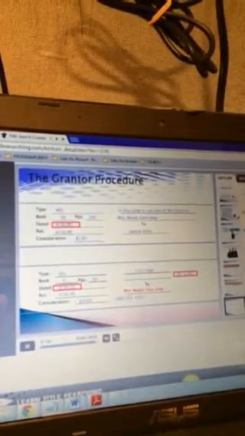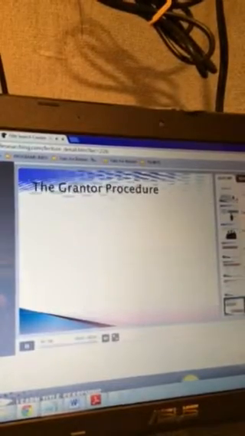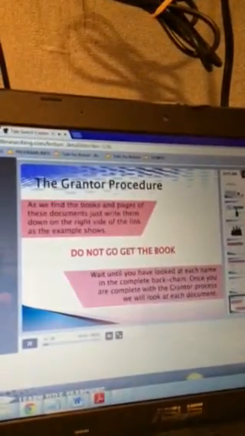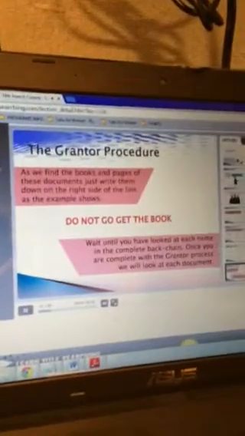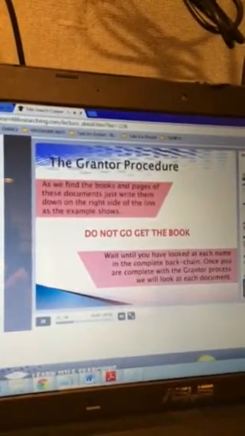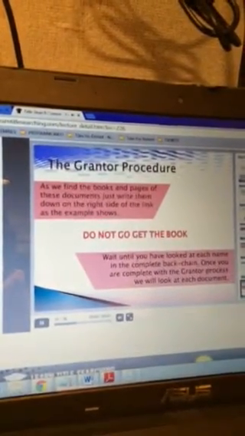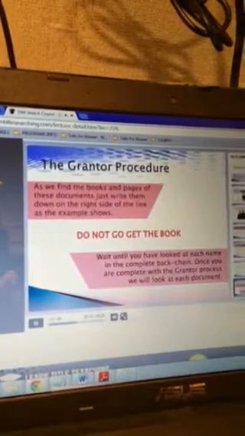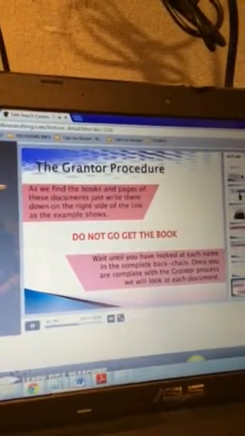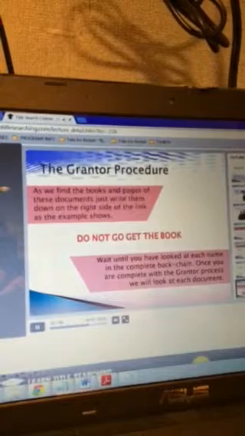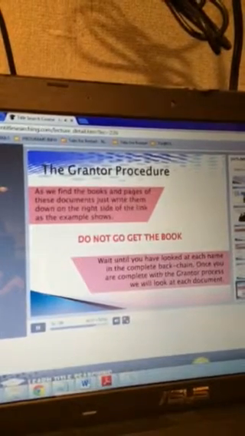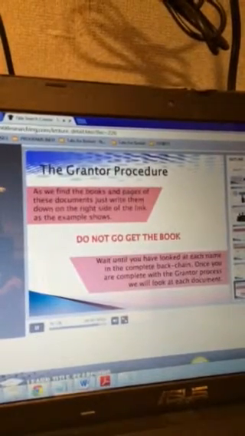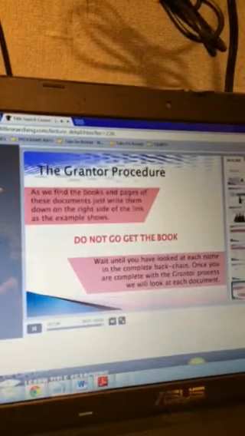Don't pull the books now. We'll do that later. As we find the books and pages of these documents, just write them down on the right side of the link as the example shows. Do not go get the book. You're going to interrupt the chain of title grantor process. Wait until you've looked at each name in the complete back chain. Once you're complete with the grantor process, we will look at each of the documents.